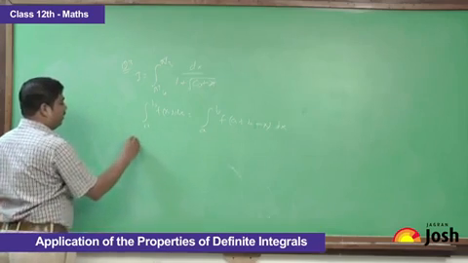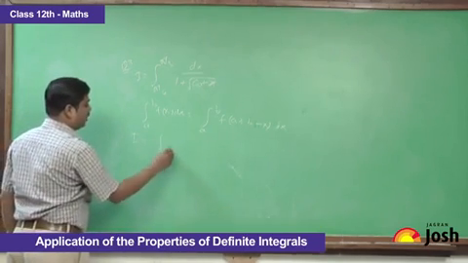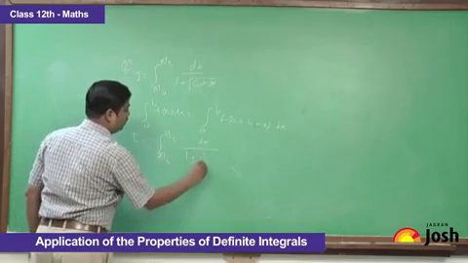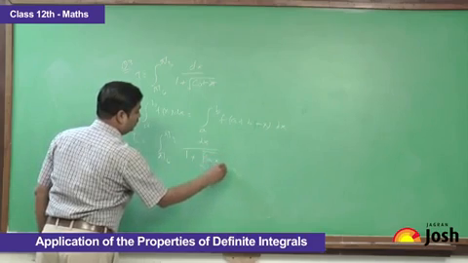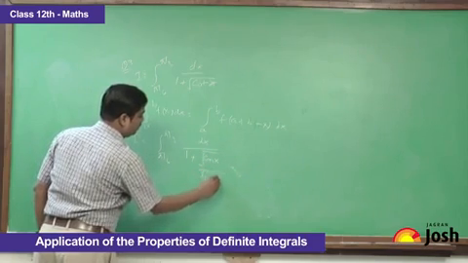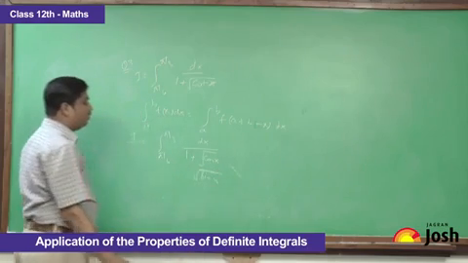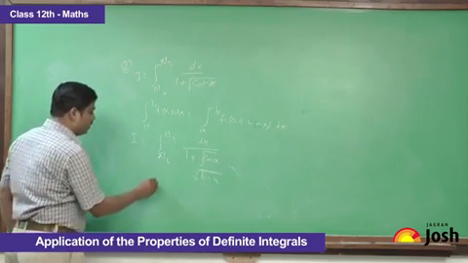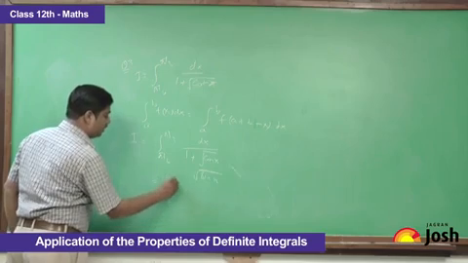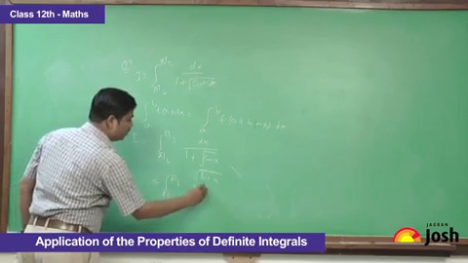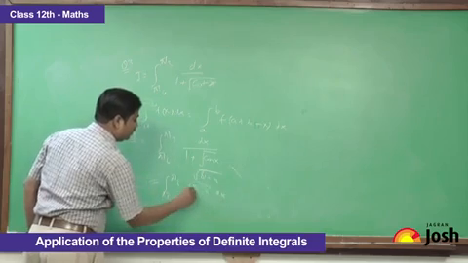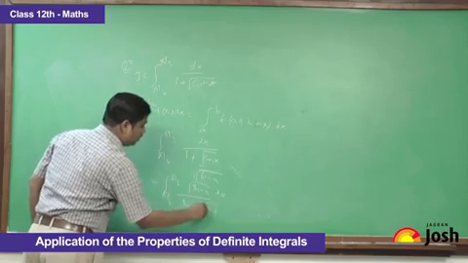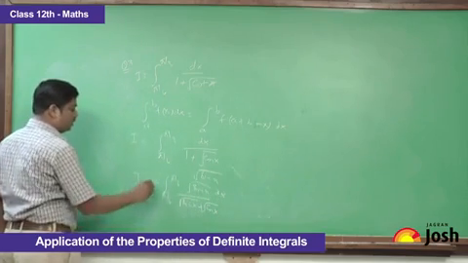our integral I, which is equal to pi by 6 to pi by 3 dx upon 1 plus root cos x, on changing cos and sine becomes 1 plus root cos x upon root sin x, which is equal to pi by 6 to pi by 3 root sin x dx upon root sin x plus root cos x dx.